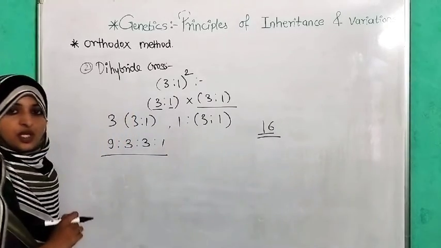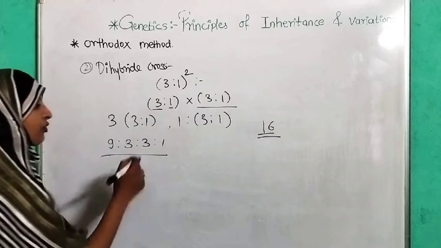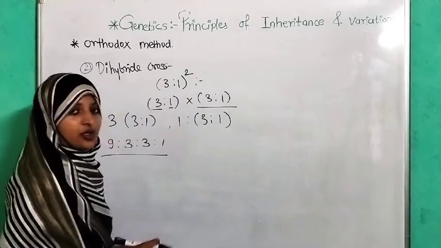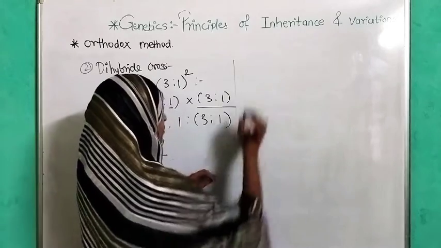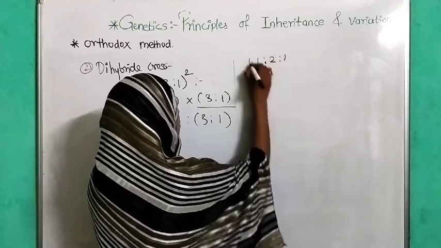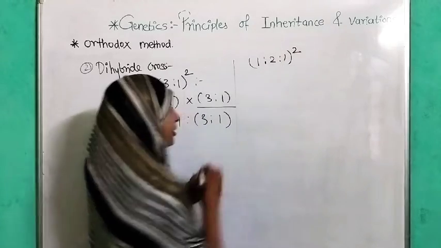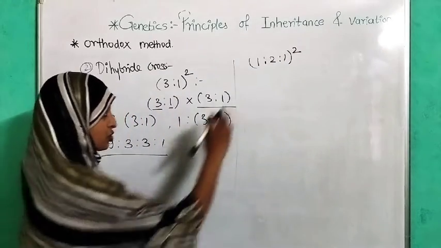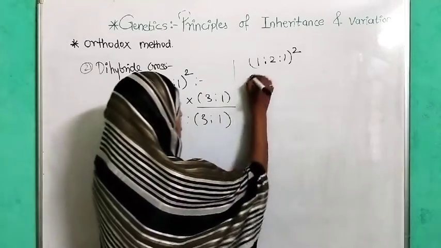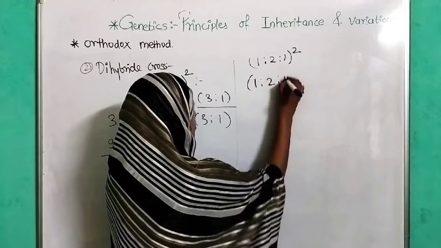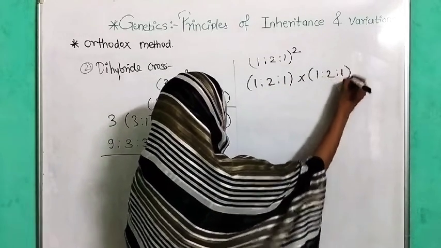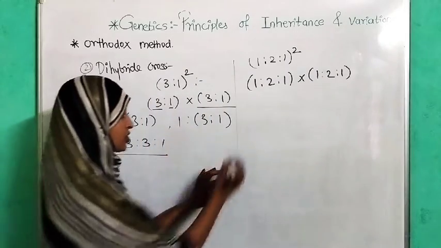Now we are going to see the genotypic ratio. We know the genotypic ratio of the F1 generation is 1:2:1, and we are going to find it for the dihybrid cross. So 1:2:1 raised to 2 means 1:2:1 into 1:2:1. We are going to simplify it first.